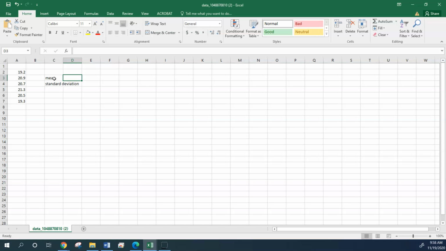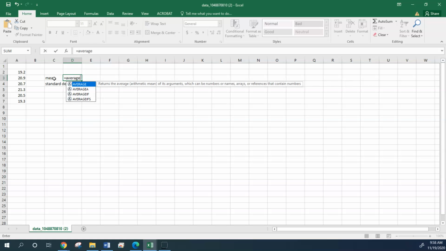To find the mean, I'm going to type in equals. Equals means I'm starting a formula. The mean is the same thing as average. So I'm going to start typing in average. I'm going to open up a parentheses. Then I'm going to come over here and left click and hold down, and I'm going to highlight the cells where my data is. I did not release until after I had highlighted all of my data.